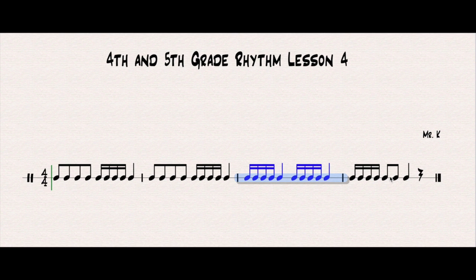And our last measure, 1 and 2 and 3. Ready? Let's practice that one. Ready and count. 1 and 2 and 3.